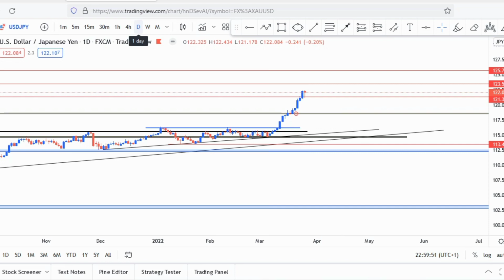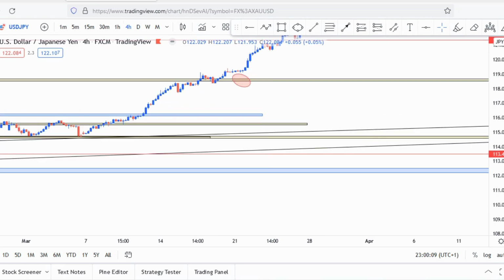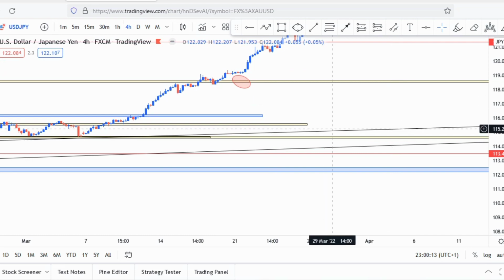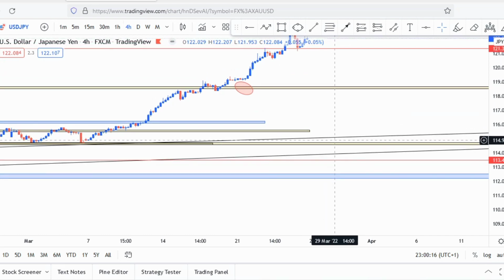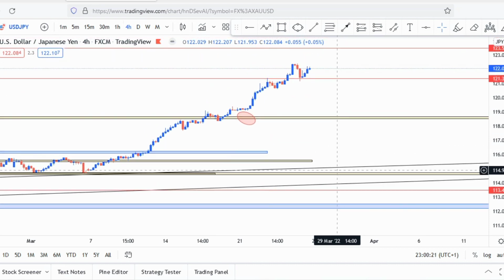And if we go to the 4-hourly time frame, we can see what happened there. Price broke this resistance area, came back to retest it, and then price started to move in the up direction, in the long direction. So what I'm expecting for the upcoming week is for price to continue that up move to the next significant resistance area, which is the 123.5 area. So I'm expecting for price to get all the way here.